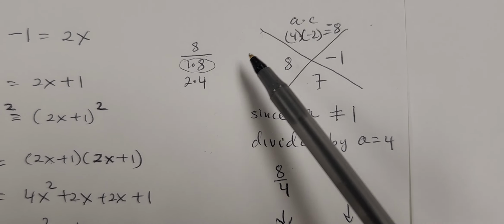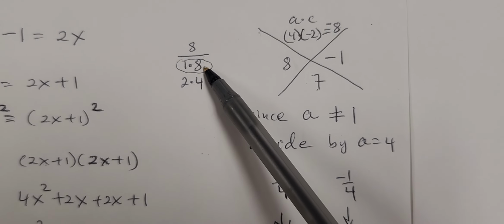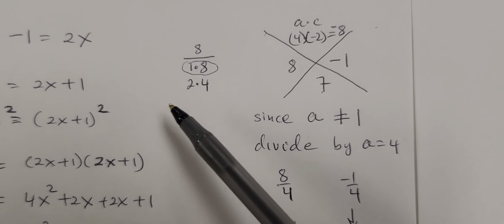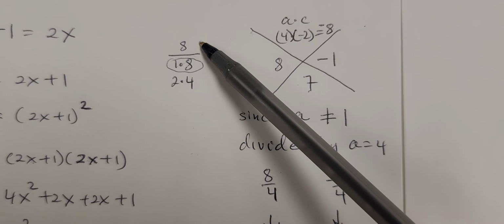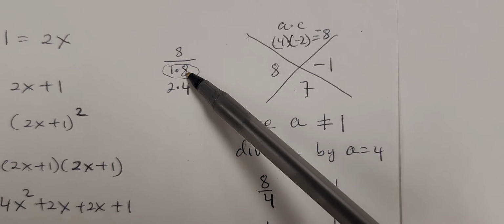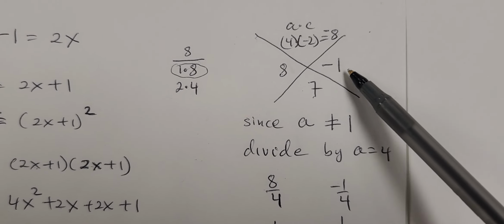Okay, now 8. 8 has 1 times 8 is 8. 2 times 4 is also 8. So the only two combinations that I have which give me 8. However, which one will work? Only 1 times 8. So I'm using 8 and 1.